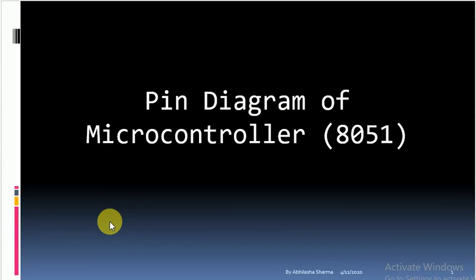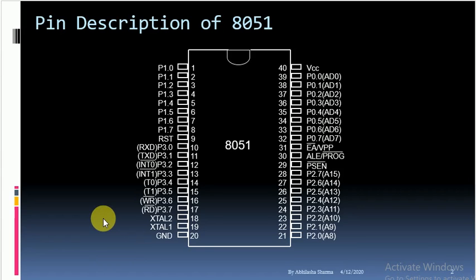Hello to all. In continuation of the 8051 series, today we will discuss the pin diagram of the 8051 microcontroller in detail. This is the pin diagram for the 8051 microcontroller. This is a 40 pin IC. These 40 pins are assigned as pins 1 to 20 and pins 21 to 40.